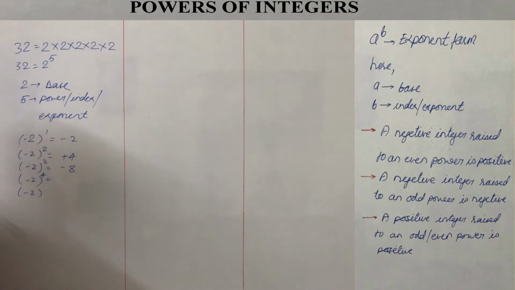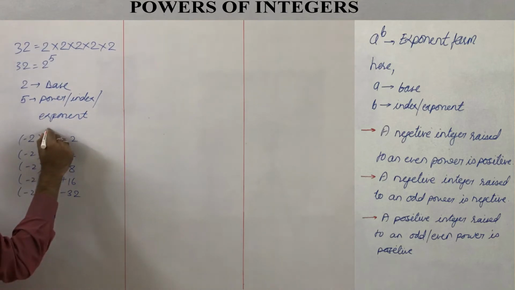Now power 4, minus 2 to the power of 3 is minus 8, and minus 8 into minus 2 will be 8 into 2, 16, and negative negative, positive. Again minus 2 to the power of 5 is 16 into 2, 32, and power 5 means minus plus, 16 into minus 2, so minus 32. So these are all values.